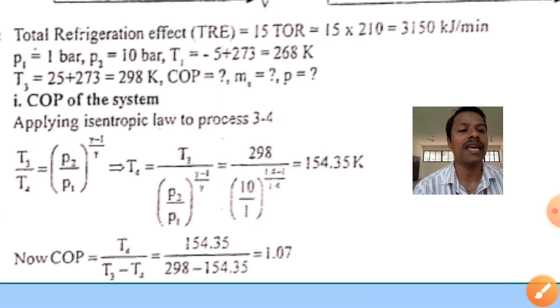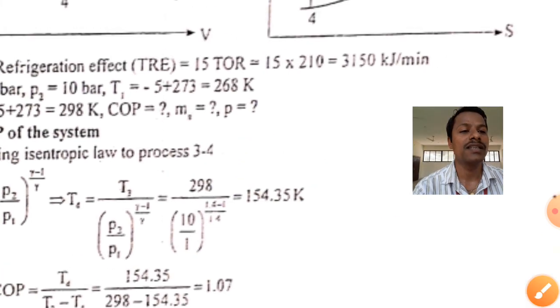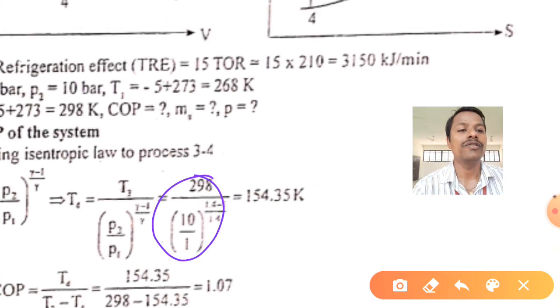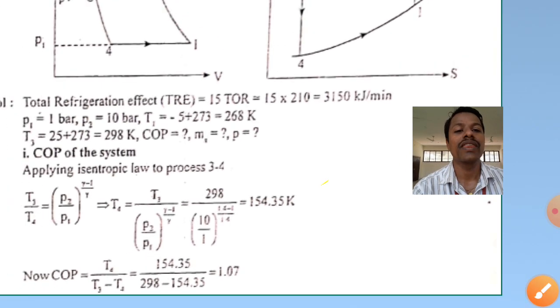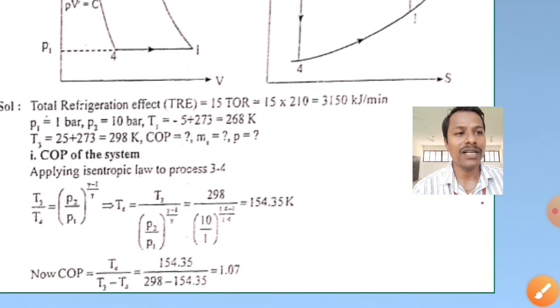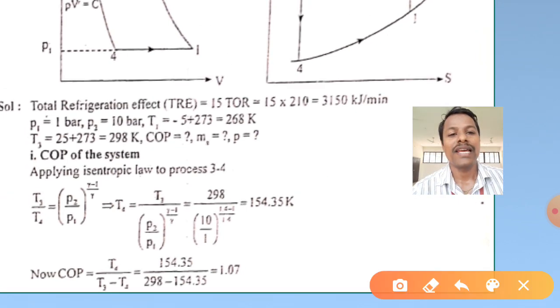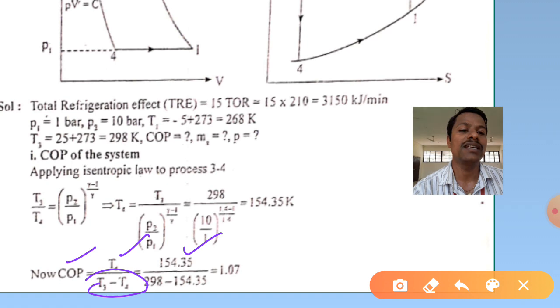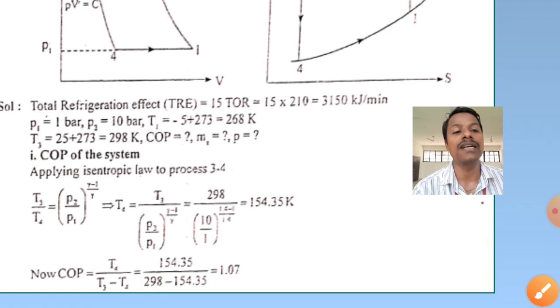So finally, if I operate the calculator for this value, I will be able to calculate T4 as 154.35 Kelvin. Now once I found T4, we can calculate COP. T4 divided by T3 minus T4, that is 154.35 divided by 298 minus 154.35. So finally COP is calculated as 1.07. This is just a repetition of the previous problem that we have discussed.